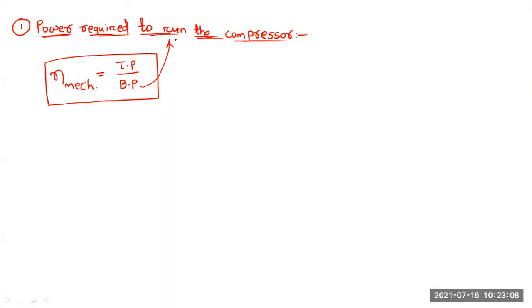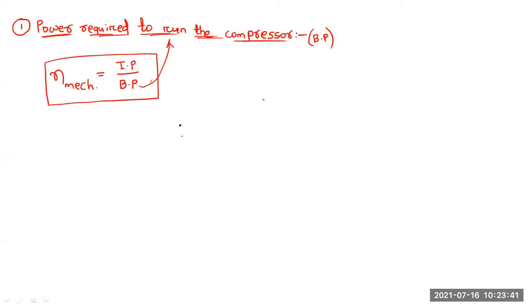Power required to run the compressor means externally how much power we have to give to the compressor in order to run it. Okay. So in the question they have basically asked to calculate the brake power. This power required to run the compressor is also called brake power. Okay, and how to calculate this indicated power? Indicated power means the actual power we are getting from the compressor.